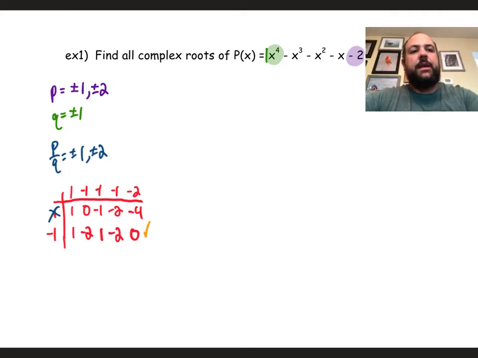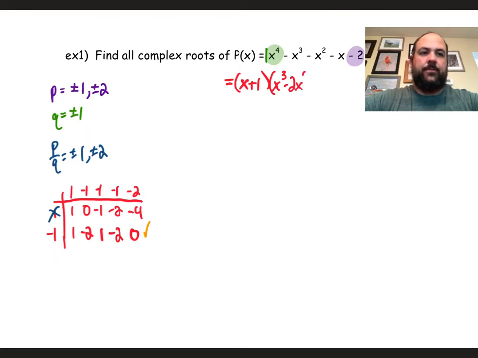So that means I'm going to factor out of my function x plus 1. Remember, the opposite sign of what I see for my root here. And then the leftover expression would have coefficients of 1x cubed minus 2x squared plus 1x minus 2. Now I'm going to look at either doing synthetic division again, or seeing if possibly I can factor by grouping.